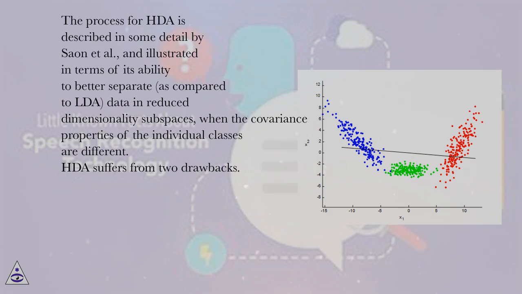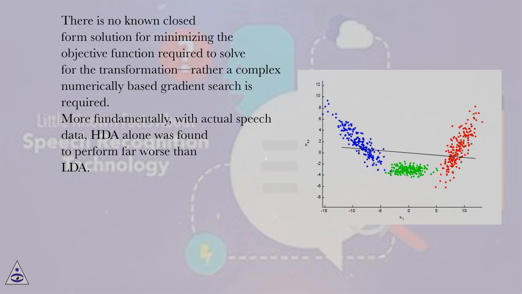The process for HDA is described in some detail by Saon et al., and illustrated in terms of its ability to better separate, as compared to LDA, data in reduced dimensionality subspaces, when the covariance properties of the individual classes are different. HDA suffers from two drawbacks. There is no known closed-form solution for minimizing the objective function required to solve for the transformation, rather a complex numerically based gradient search is required. More fundamentally, with actual speech data, HDA alone was found to perform far worse than LDA.